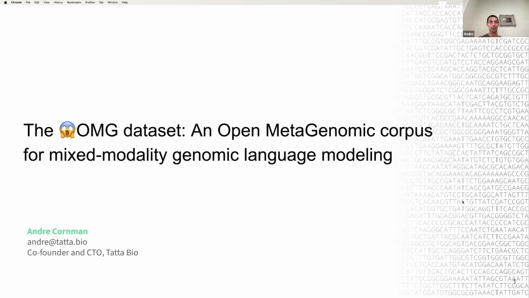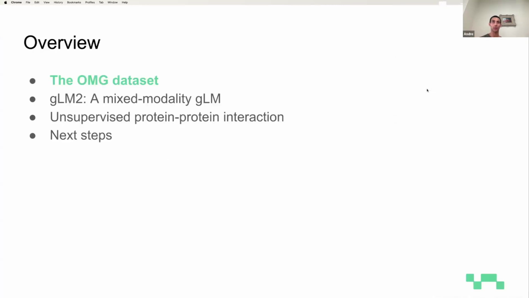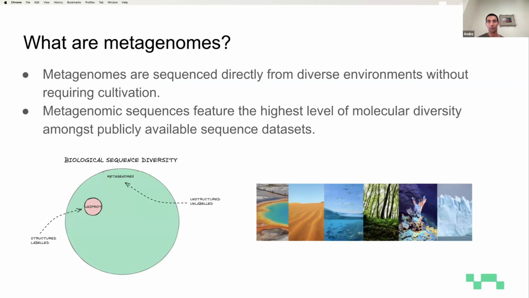Today we're talking about the OMG dataset, or Open MetaGenomic corpus, for mixed modality genomic language modeling. Just a quick overview of this talk. I'll go over this dataset that we're releasing, as well as GLM2, which is a model that we train on this dataset, and also go over some results for protein-protein interaction. And finally, I'll just briefly go over some next steps. So our dataset is the Open MetaGenomic corpus.